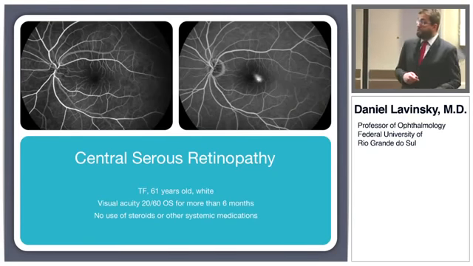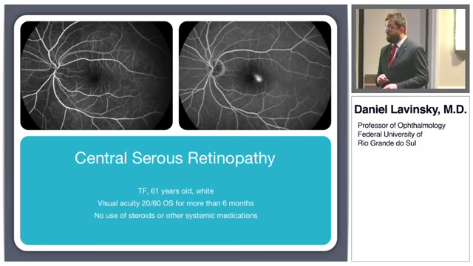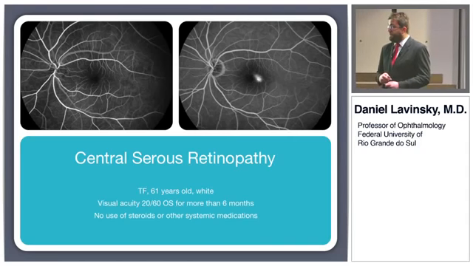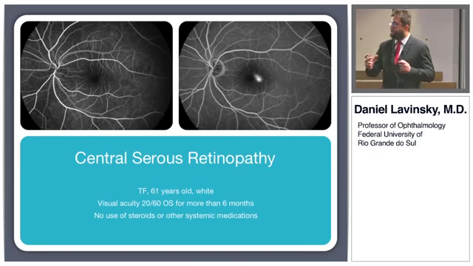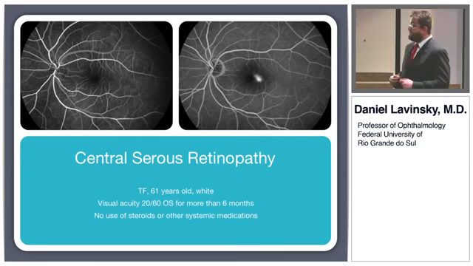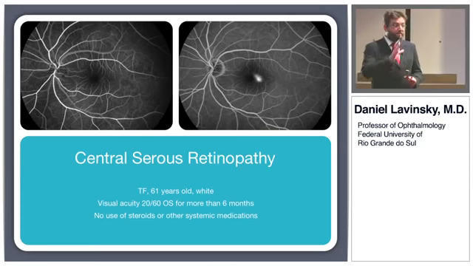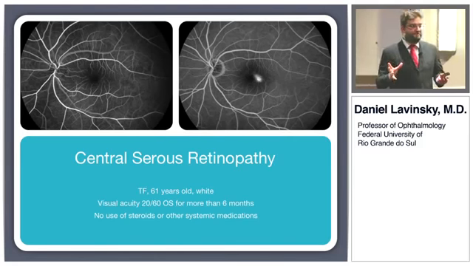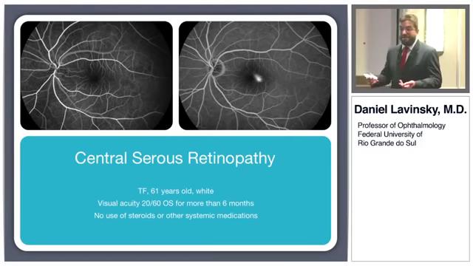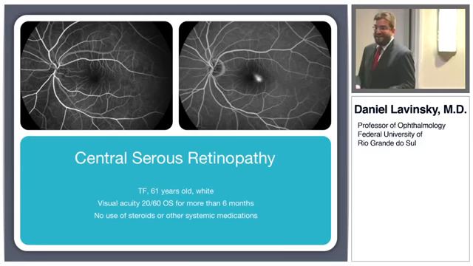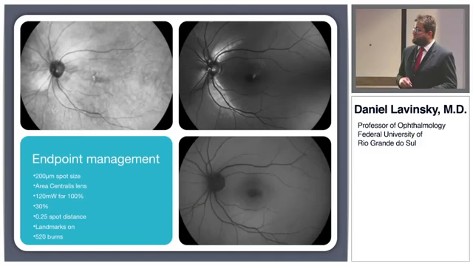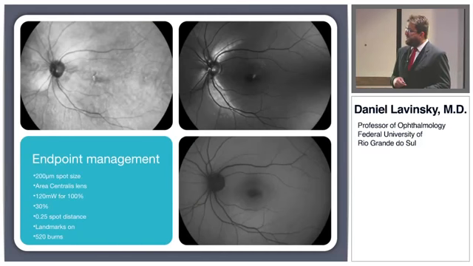And so this is a different case. This is a white female, 61 years old, with visual acuity 20/60 in the left eye for more than 6 months. She had a very strange symptom. She said to me that she was seeing butterflies. That was her symptom. And it's amazing that after the treatment, the butterflies went away and never came back. But that was the symptom, and that was because she had this kind of fluid.